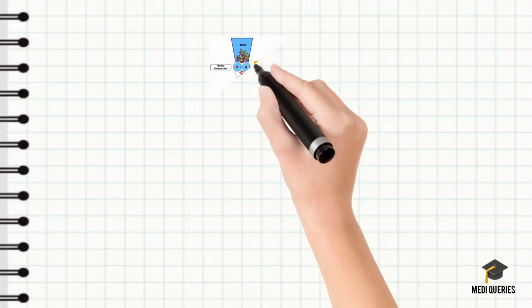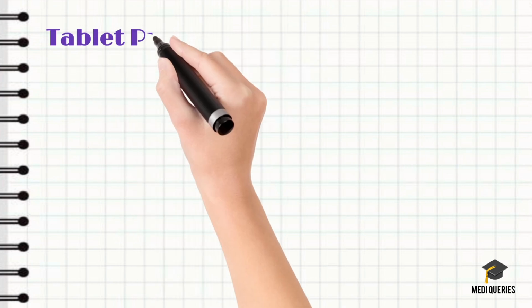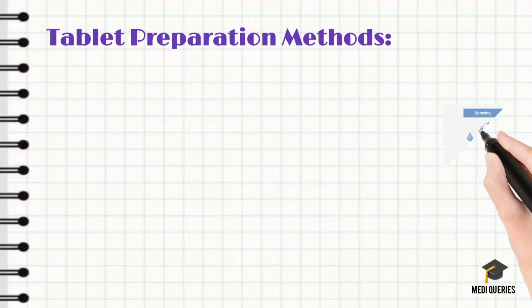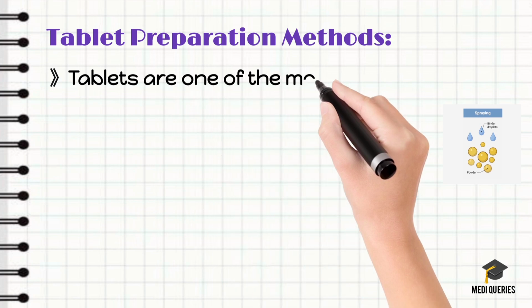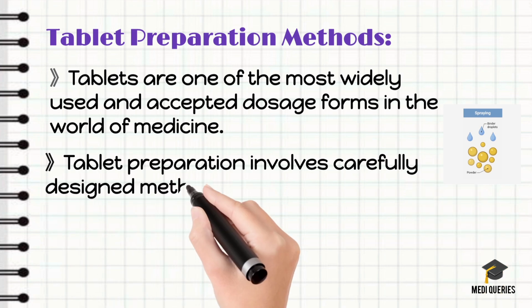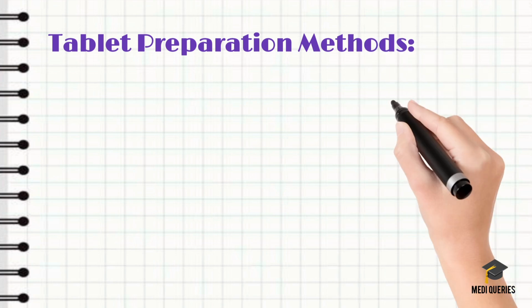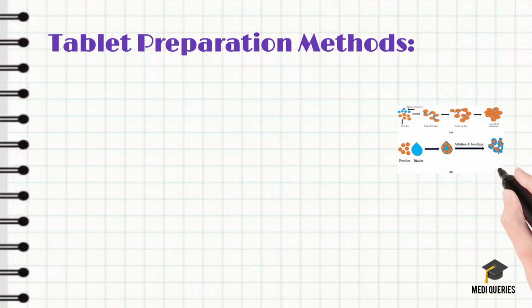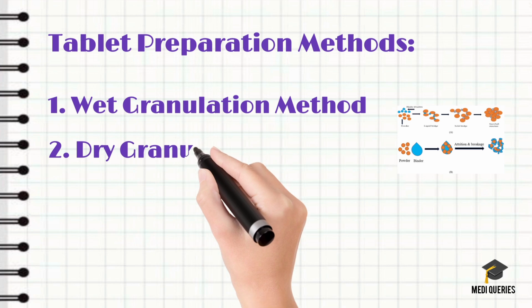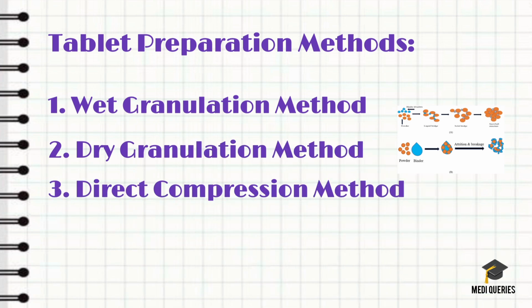And next is the method of preparation of tablets. A tablet may look simple, but its manufacturing is a highly controlled and scientific process. The method chosen depends on drug properties like flowability, moisture sensitivity, compressibility, and stability. The goal is to produce tablets that are uniform in weight, strength, disintegration, and drug content. There are mainly three methods used for tablet preparation: wet granulation, dry granulation, and direct compression. Each method has its own equipment, excipient choices, and quality considerations.